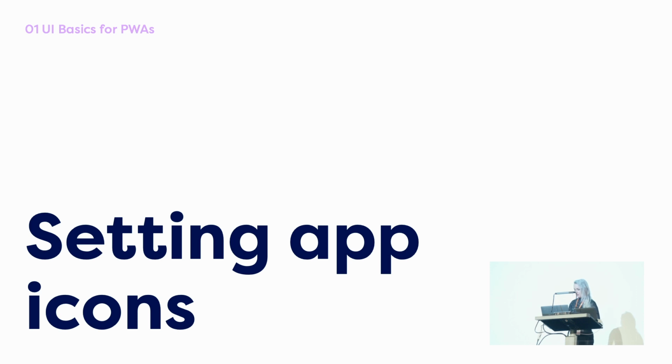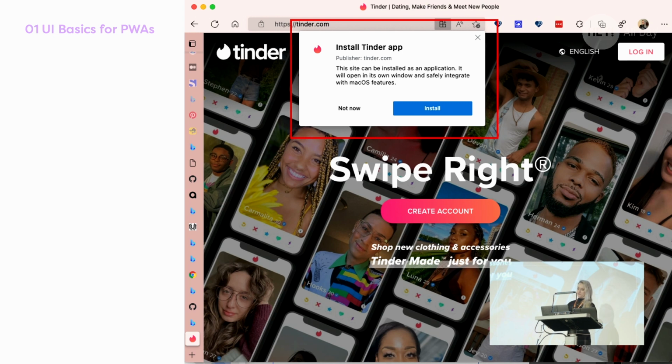And so we're going to start with your app icon. If you want your PWA to feel like an actual app, you need to design an icon and set it in your manifest. Now, PWAs have a set of install criteria that you must meet, like if you want browsers to show this in-browser install prompt. And one of those criteria is including an icon. For Chromium, I think you have to provide at least two different icons of specific sizes just to get that prompt.